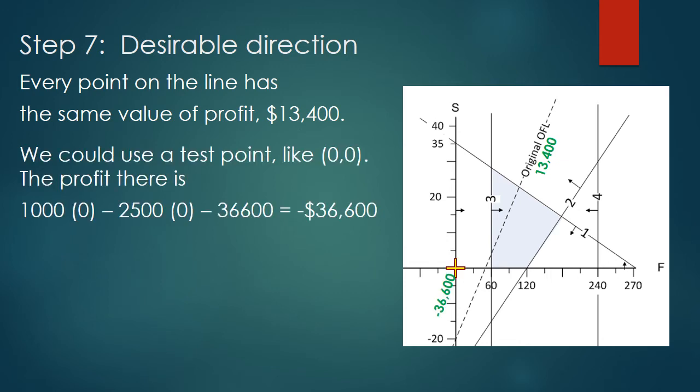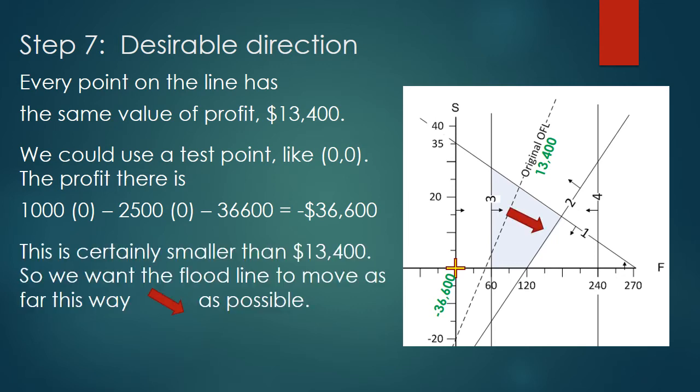I'm going to use 0, 0. If f is equal to 0 and s is equal to 0, plugging those numbers into my objective gives me a profit of negative $36,600, and that's certainly less than $13,400, which means that the side with the yellow cross is where the small profits are. The side on the other side is where the big profits are, and that's the direction that we're interested in moving. Please notice that the arrow does not necessarily point away from the origin, nor to the upper right. Because this is an aerial view, it could be pointing any direction at all.